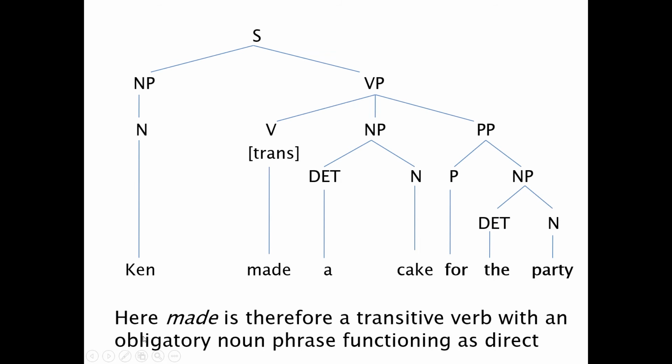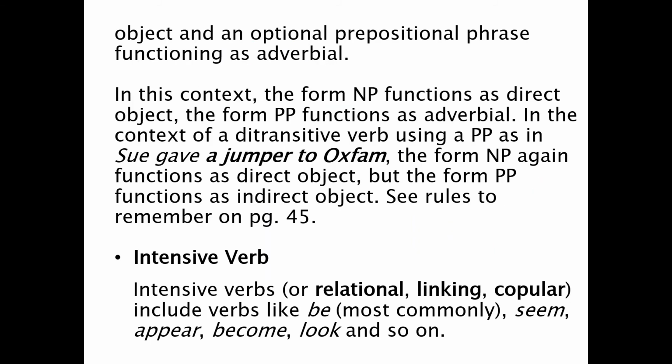Here the verb made is therefore a transitive verb, which takes an obligatory noun phrase functioning as a direct object, and an optional prepositional phrase functioning as adverbial, which is for the party. So for the party is an optional prepositional phrase functioning as an adverbial. In this context, the noun phrase functions as direct object.